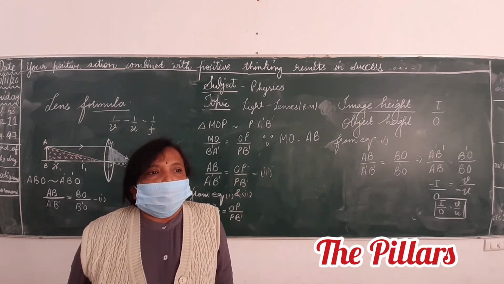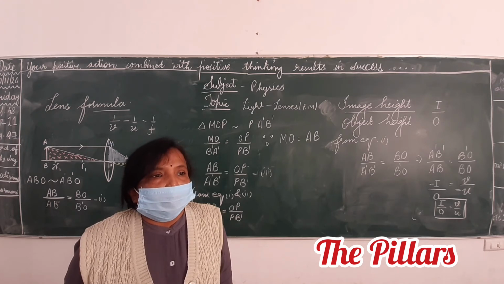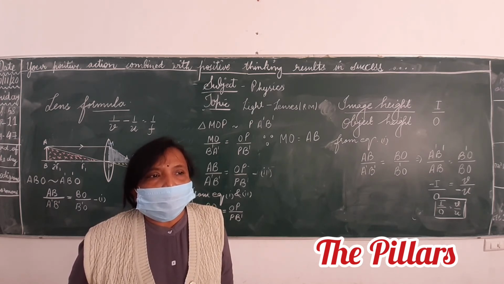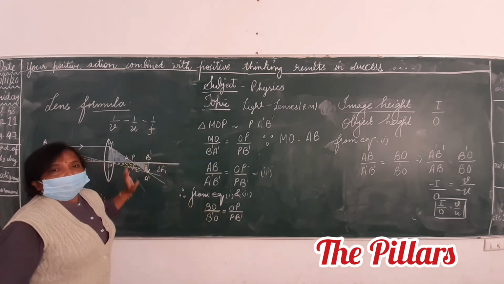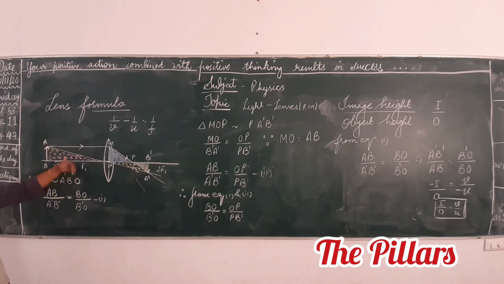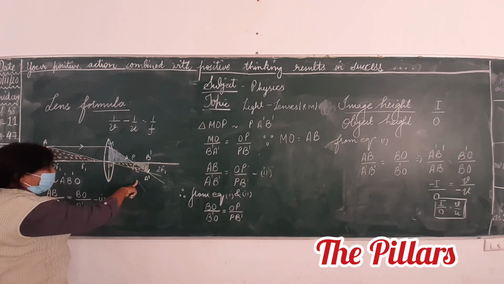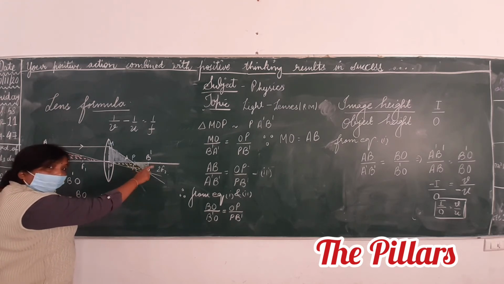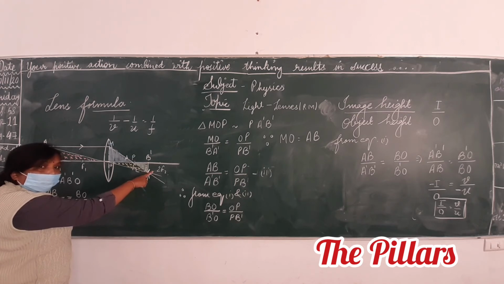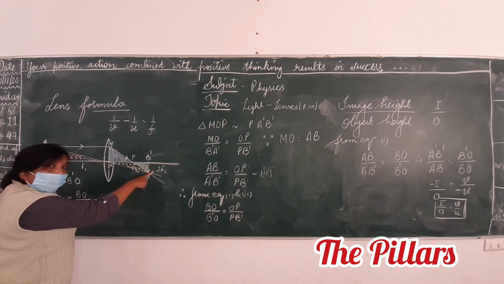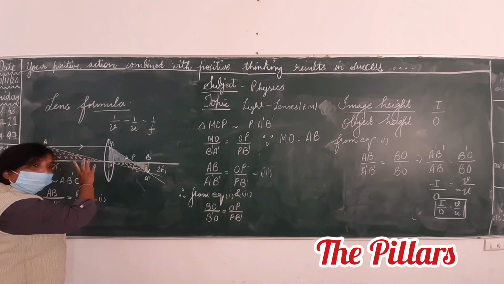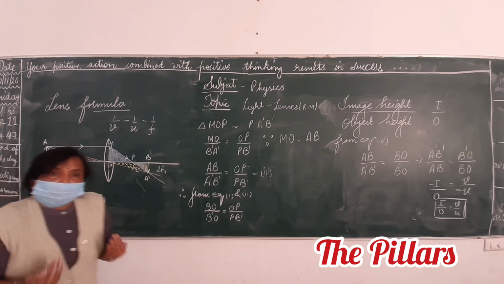It will be plus, minus, minus. This means both sides here are plus and both sides here are minus, like quadrants of a graph. For the real image the height will be negative. For virtual it will be positive, because virtual is in front of the lens.